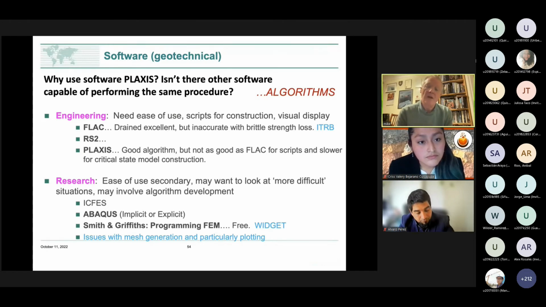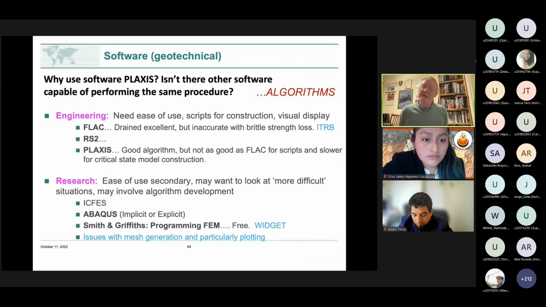If I look at FLAC, which is I believe the most popular program, it does an excellent job drained, and it actually is pretty good for scripting to capture construction details and how we build things. But when you get to the brittle failure and the undrained brittle failure, it gets seriously inaccurate. And if you look at Fundão or Cadia, we were unable to get FLAC to follow the failure down. So what I showed you in that video of Plaxis of tracking the failure, we're unable to get FLAC to do that. RS2 is another package that has implemented critical state stuff.